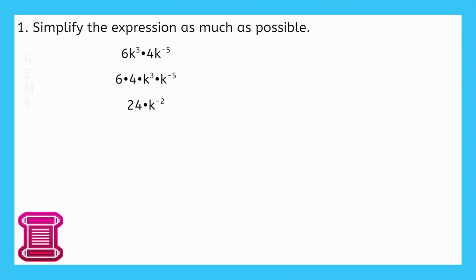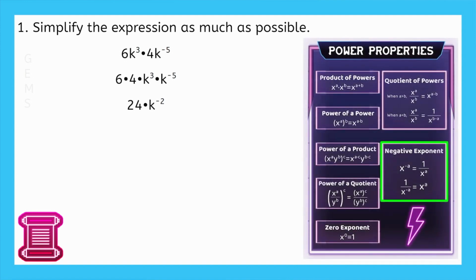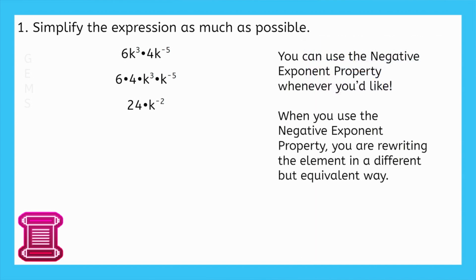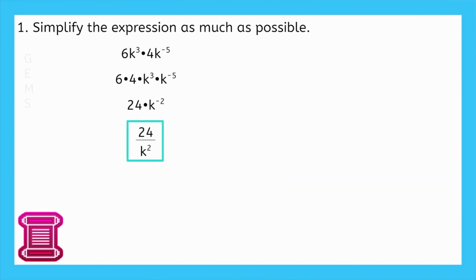So if we've already gone through all the steps of GEMS, when does the negative exponents property come in? The cool thing about the negative exponent property is that you can use it pretty much whenever you'd like. When you use the negative exponent property, you're really just rewriting that element in a different but equivalent way. Some people like to start off with it to make some exponents positive right away. Others use it at the exponent step after the 0 and power of properties. And others prefer to use it at the end, like we did here. It doesn't really matter as long as you use it at the time that makes the most sense to you.